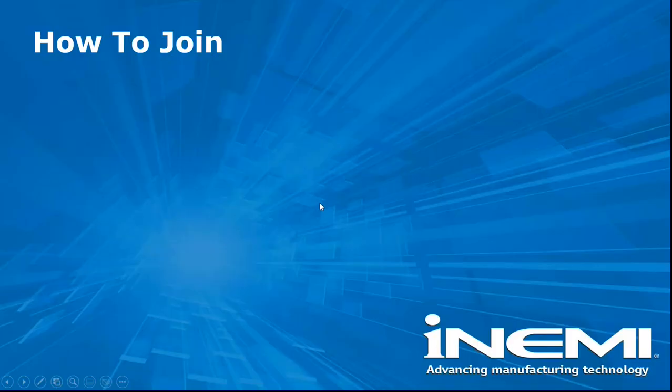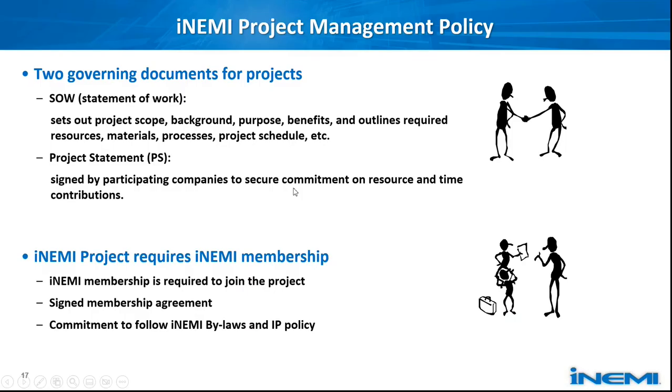Okay, now I will explain how to apply for the project participation. We have two documents. One is the SOW, Statement of Work. This document includes the project scope and task plans or schedules. The other document is the Project Statement. Participating companies are asked to sign this PS and return it to iNEMI. Then you will join these projects.